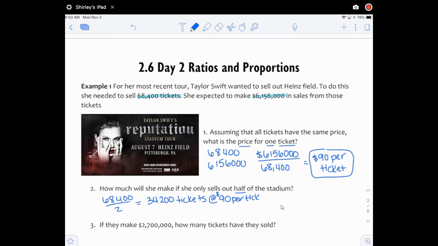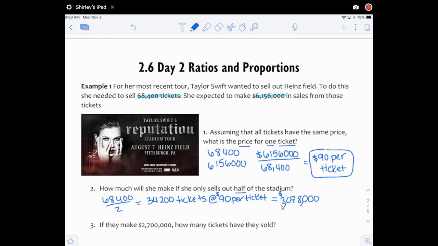So I'm going to go ahead and multiply 34,200 times $90 per ticket. Oops, 34,200 times $90 per ticket gives me $3,078,000.